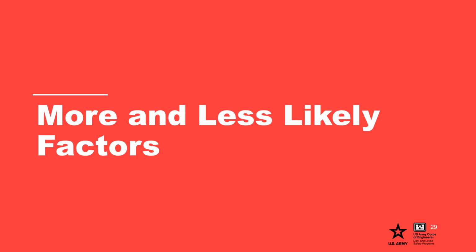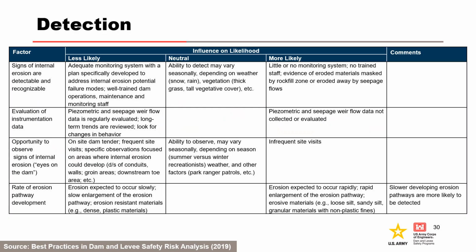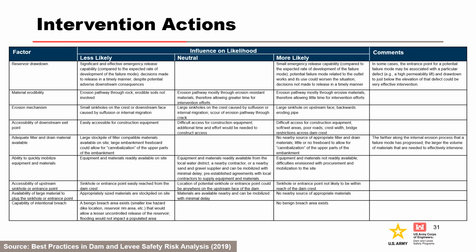The following table from the Best Practices Manual can be used to help assess the likelihood of unsuccessful detection and intervention. It can be used as a starting point, but the risk team must develop project-specific more likely and less likely factors to guide subjective probability estimation. The factors in this portion of the table address detection. And the factors in this portion of the table address physical intervention actions.